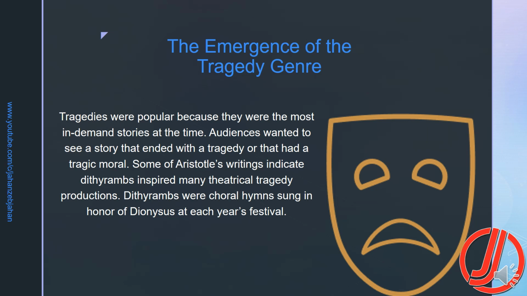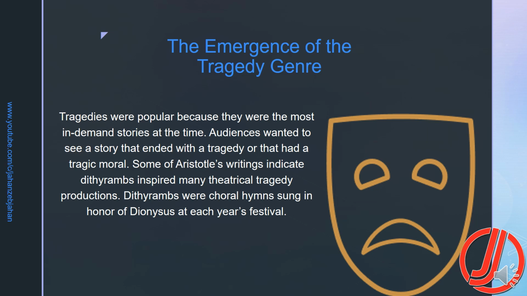So tragedy as a genre was popular because they were the most in-demand stories of the time. An audience wanted to see a story that ended with a tragedy or that had a tragic moral. Some of Aristotle's writing indicates dithyrambics inspired many theatrical tragedy productions, and dithyrambics were choral hymns sung in honor of Dionysus at each year's festival.